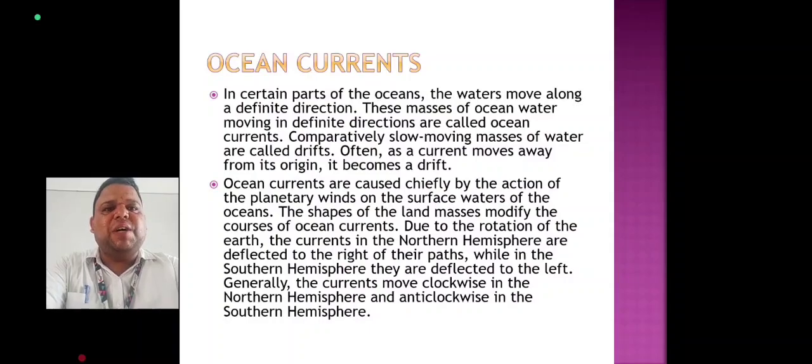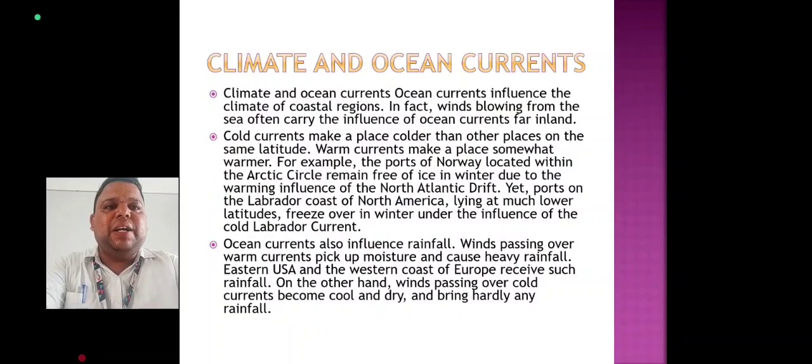Comparatively slow moving masses of water are called drifts, and currents that move away from their origin become a drift. And ocean currents are caused chiefly by the action of planetary winds on the surface of the water of the oceans. Now, the climate and the ocean currents.